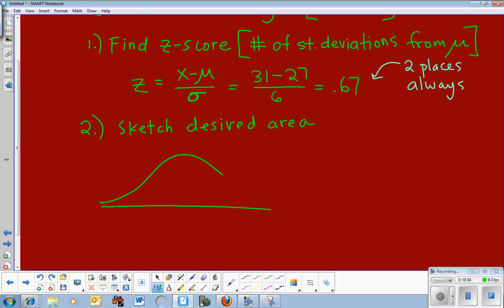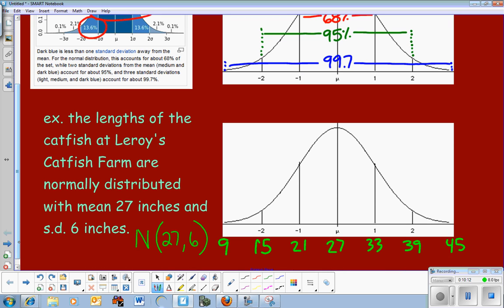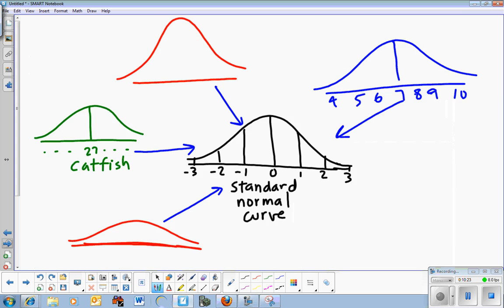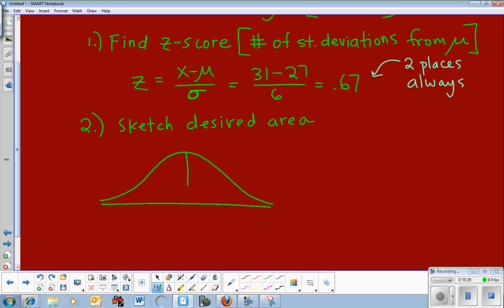I'm not going to add this to my current picture, but remember my old picture. I'm looking for all of the area from 31 up. This is what I need. Since I standardized, 31 is just a different translation of 0.67. So I'm going to draw 0 in the middle. I don't have to get real detailed with this picture. I'm going to go 0.67 over, and imagine the whole right side is basically 3, so 0.67 would be reasonably right here, but that doesn't matter a whole lot.